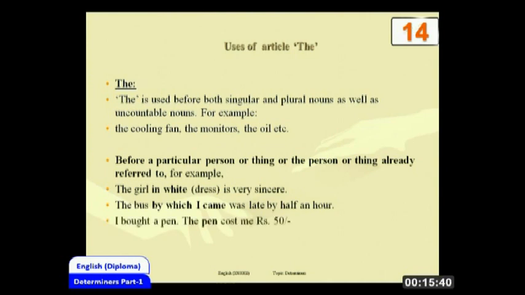Particular person or thing. Another example, I bought a pen. The pen cost me rupees 50. I bought a pen. Look at the use of the word pen in the first sentence. In the second sentence, we are repeating the word pen. The pen which I used in the first sentence, about the same pen I am talking about. I am talking about its cost. So when a particular word is repeated in our talk or in written English again and again, the repeated words take the article the before them.